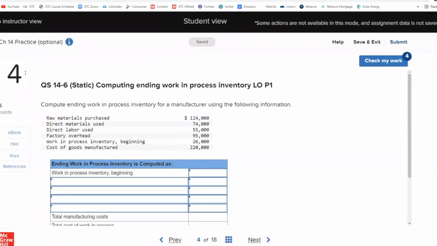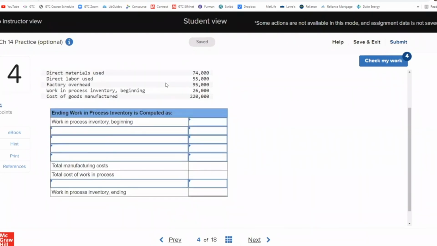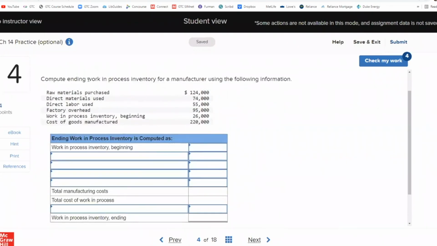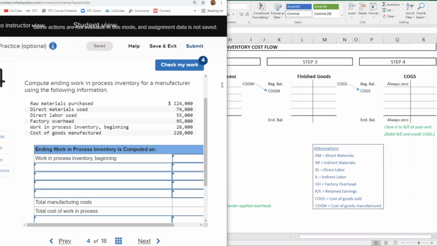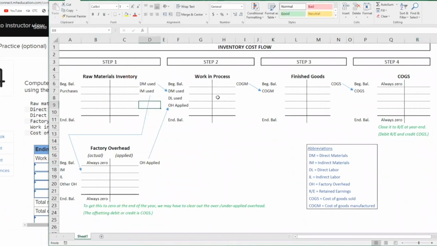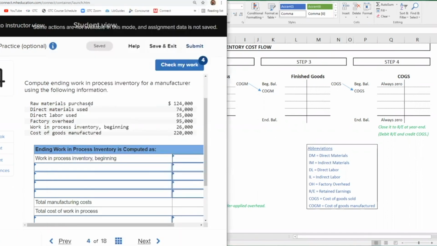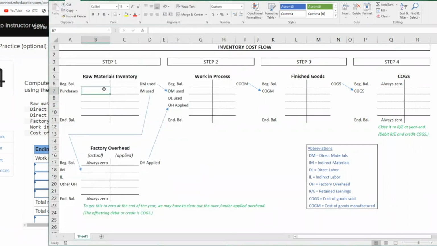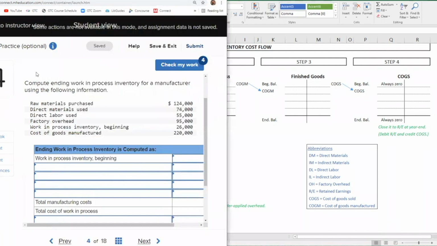This is number 4 in the practice. I think it's also number 4 in the homework for chapter 14. So you will be doing it, but maybe with different numbers in it, perhaps. So they want you to compute ending work in process using this information. So raw materials purchase, where does that go? Debit raw materials inventory. And since we're purchasing raw materials, it goes on the left side, the debit side, and the number is 124,000. I don't know if we had any raw materials to begin with. It doesn't say yet, but maybe we did.